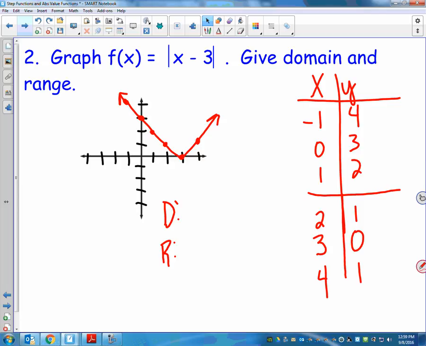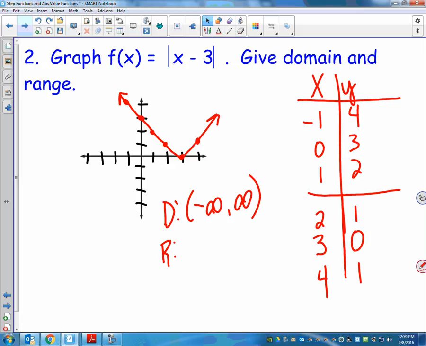Domain and range. On the last one, the domain was all real numbers. Is this one also going to have a domain of all real numbers? Is every absolute value graph going to have a domain of all real numbers? Always. Okay? Is the range of an absolute value ever going to be all real numbers? Never, because there's always going to be that V part that it stops at some point.